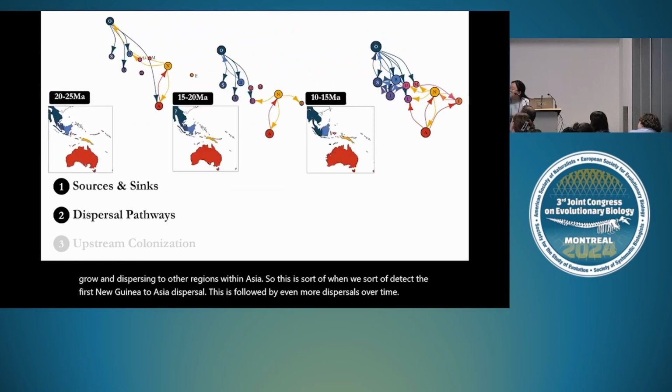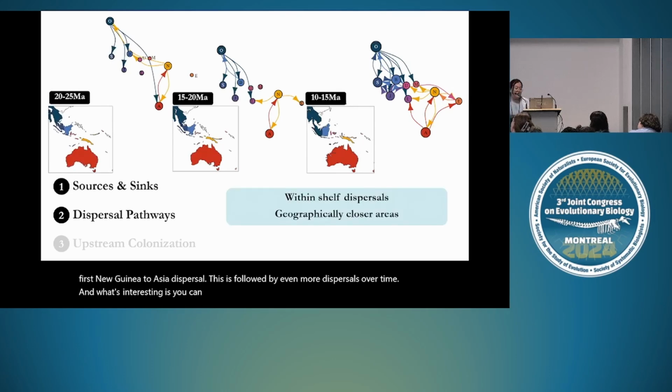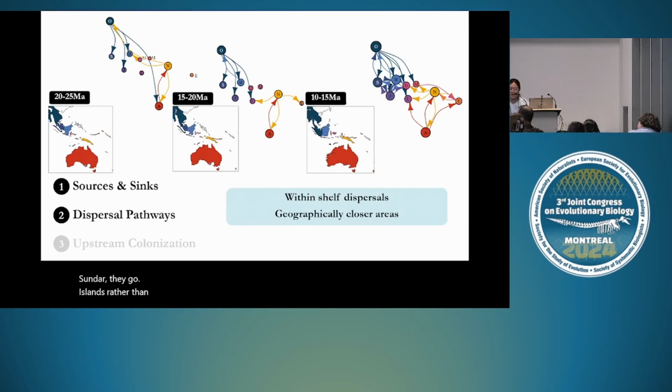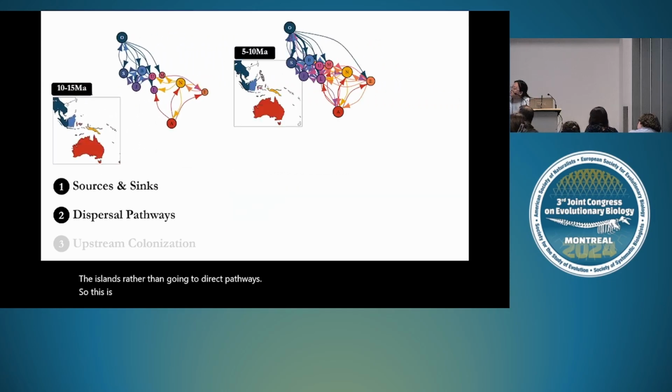And what's interesting is that towards the older part, in the olden days, more towards the left side, most of the dispersals usually occur within the shelf, so within the Sahul shelf or within the Sunda shelf itself. But in the 10, 15 million years, you start to see that rather than direct dispersals from Sunda to Sahul, the islands act as a mediator for dispersals in between. So to get from Sahul to Sunda, they go through the islands rather than taking direct pathways. You can see it even more in the 5 to 10.